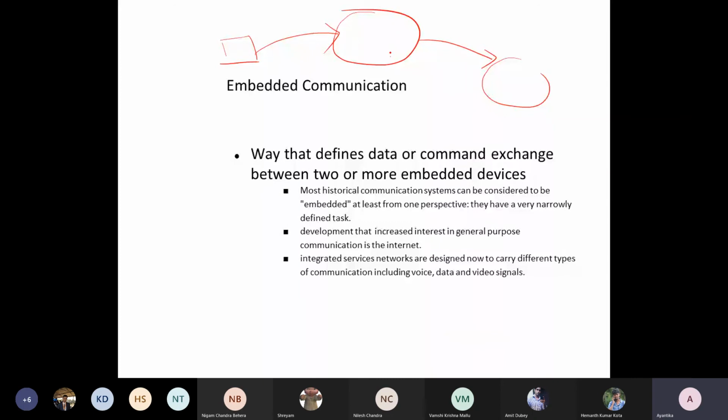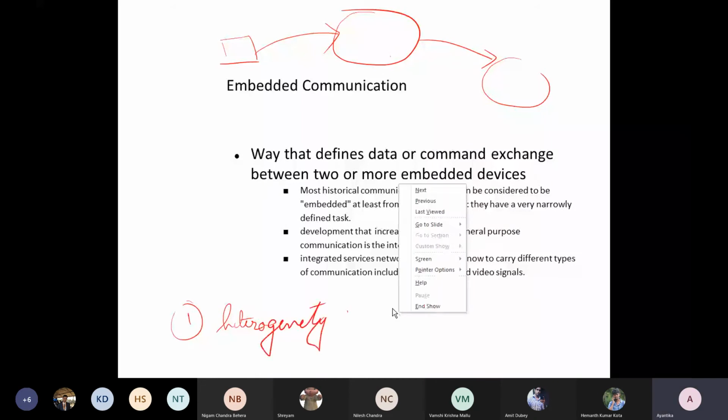multiple cyber physical systems, multiple embedded devices, are getting connected. And they can carry different types of communications, maybe voice, maybe data, maybe video signals. There are different types of communication. So there is a lot of heterogeneity, and one type of protocol will not suffice. This is one problem, this heterogeneity.